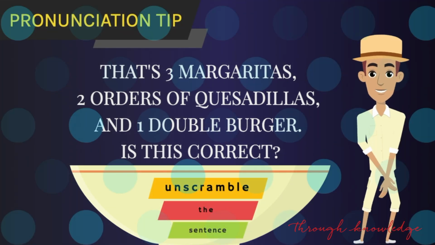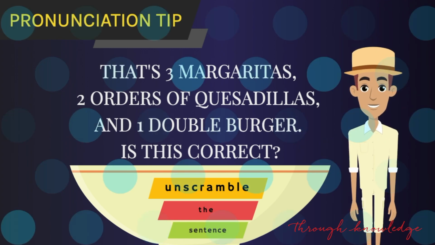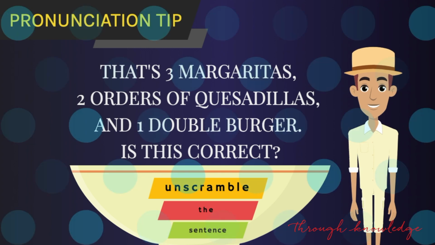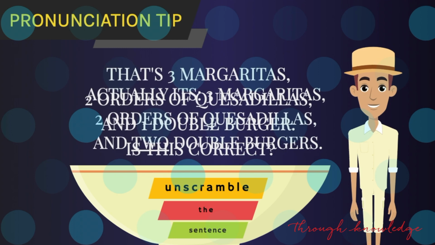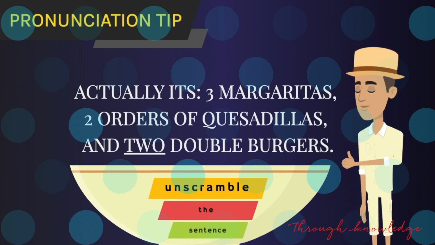If you heard correctly, the customer should confirm. If you have the order wrong, they will usually correct you and place greater stress or emphasis on the requested item. Like this. Actually, it's 3 margaritas, 2 orders of quesadillas, and 2 double burgers. Did you listen? The emphasis on 2 double burgers.